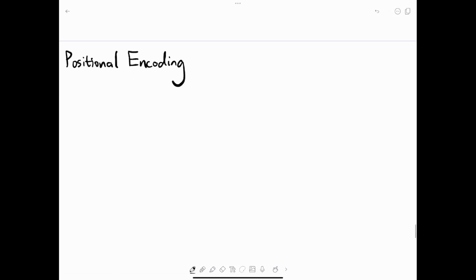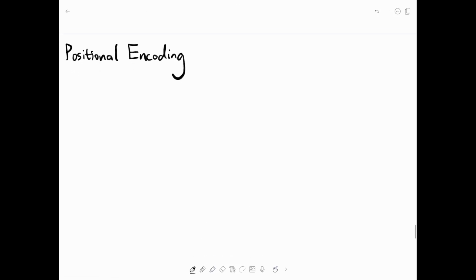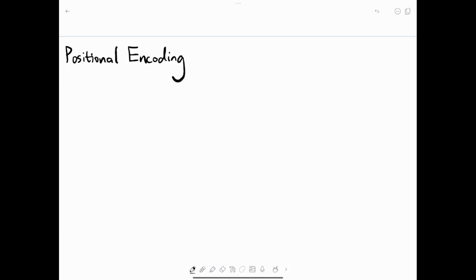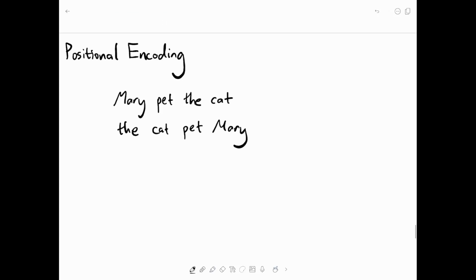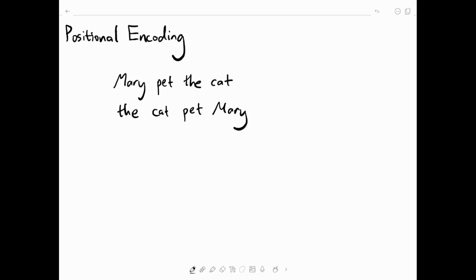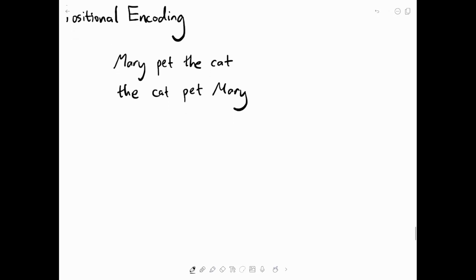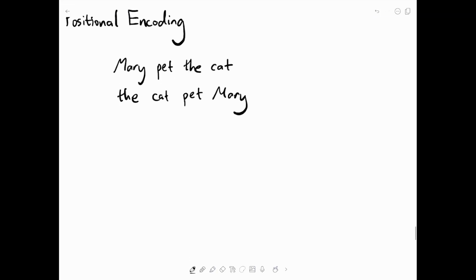So the problem at this point is that the model doesn't actually have any idea of position. If we send in the input "Mary pet the cat," this is actually, to the model, equivalent to "the cat pet Mary." The model doesn't really have an understanding of the order of words. It's what we call invariant to the positions of words, right? And so we need to inject some information about positions.